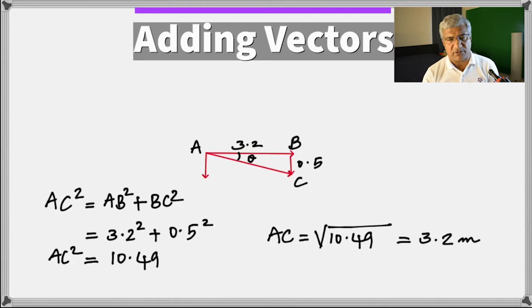But we also need to find the angle theta, because this is our total. AC is our total. We've got to find out how much angle it makes with the x-axis.